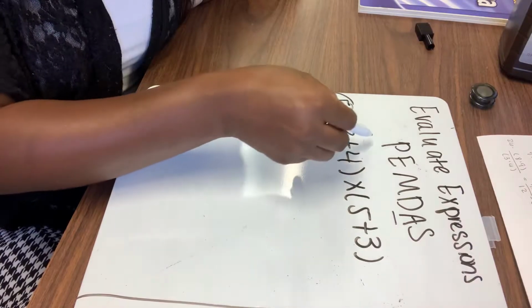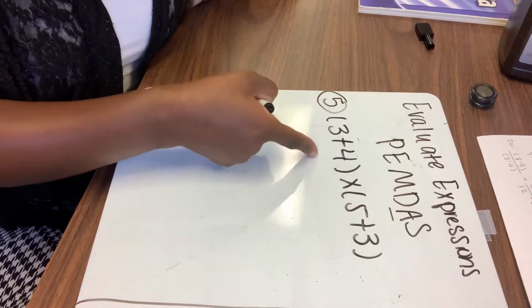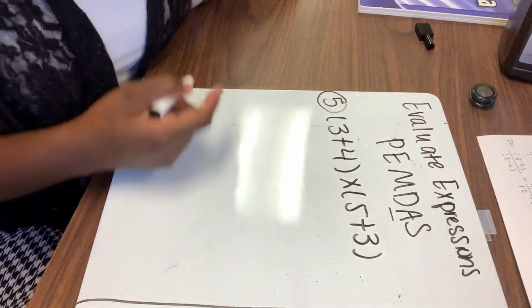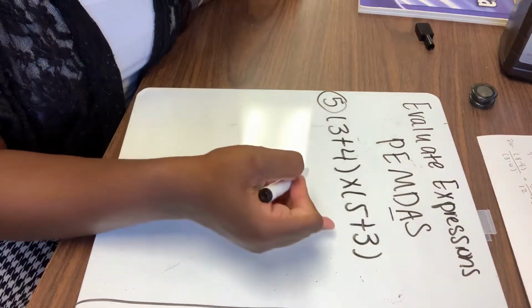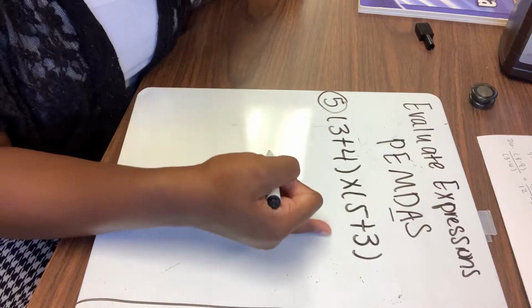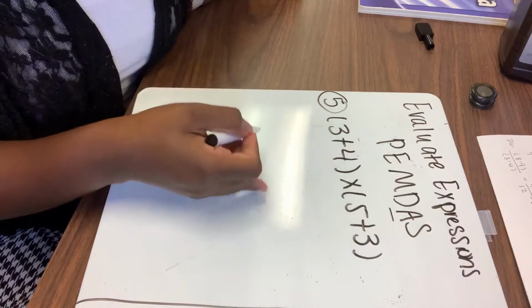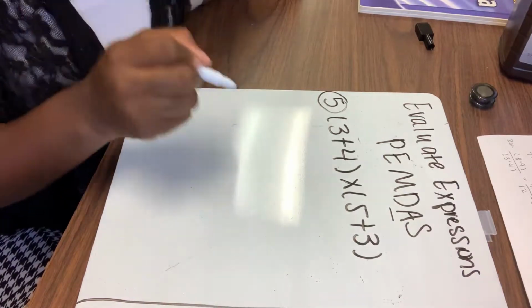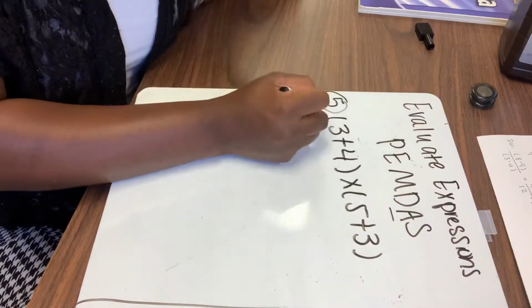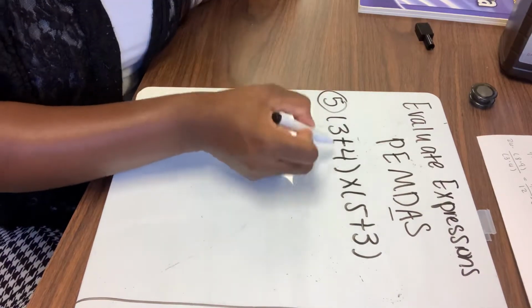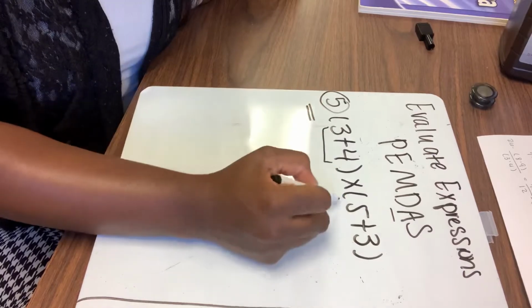But first, you want to do what is in parentheses. And we have a 3 plus 4 in parentheses and a 5 plus 3. I know that it also has addition on the inside of these parentheses, but because they are in parentheses, you have to do parentheses first. Okay, so we're going to do these parentheses first.